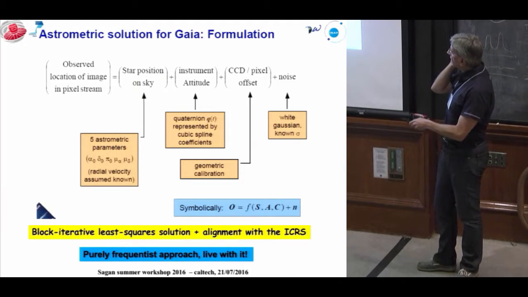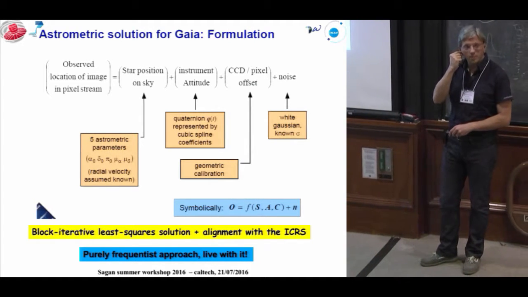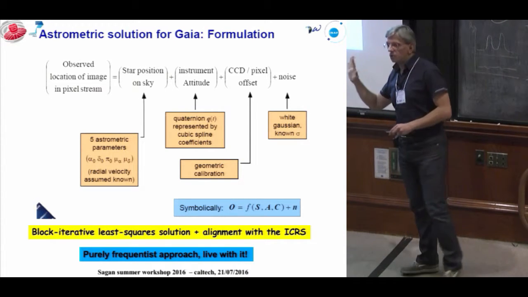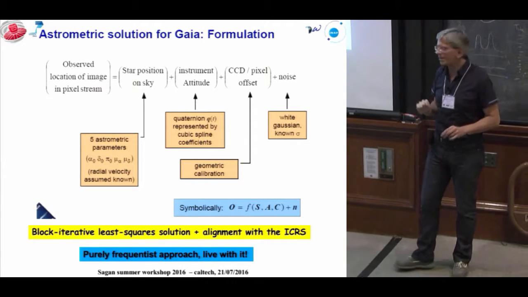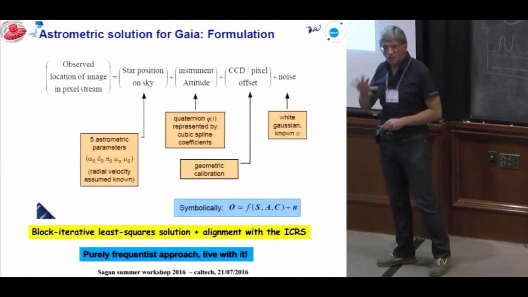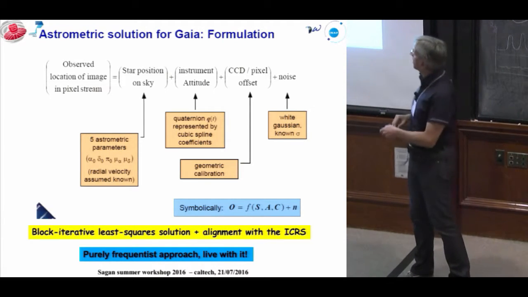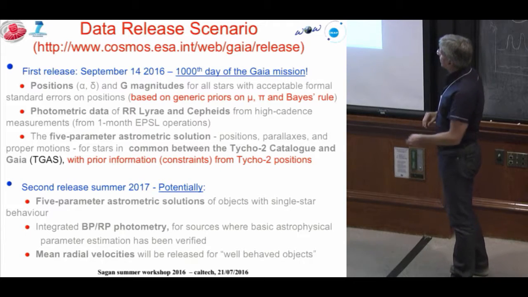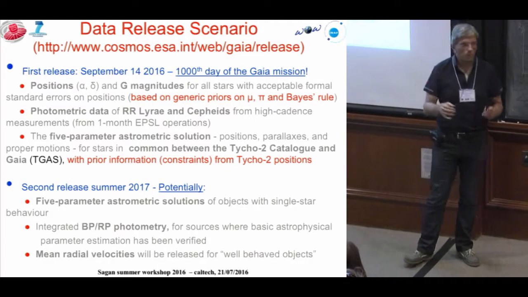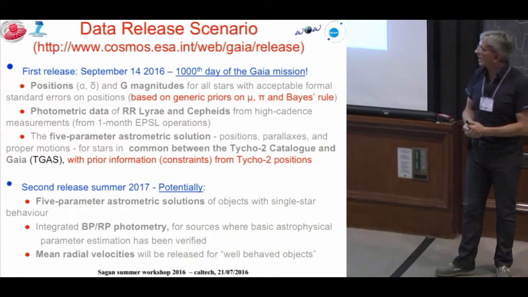It will be done in a purely least squares solution kind of approach. So this is frequentist. There's going to be essentially no Bayesian way of doing things in the actual Gaia-alone processing of the data set to derive the 5 basic astrometric parameters. Prior to that, before you find anything that is departing from single star behavior.